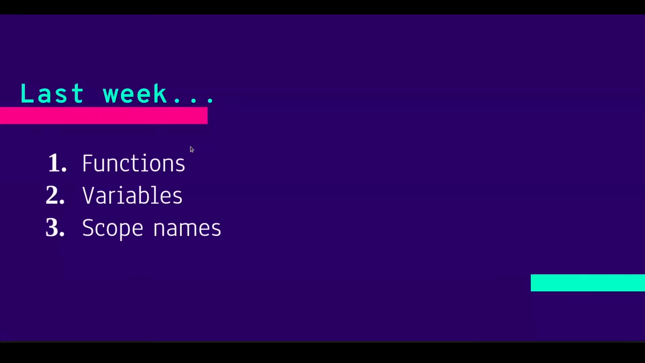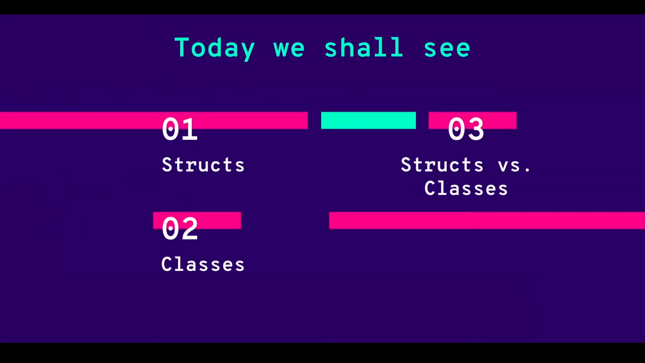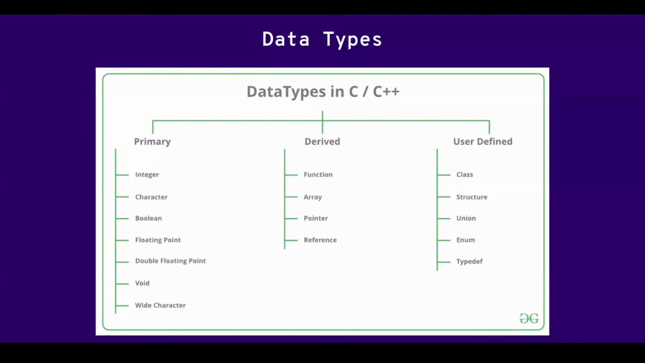So last week, I hope I've recapped these topics pretty well, functions and variables. Scope names is not strictly necessary for what I'm going to be teaching you guys today. So this is what we'll be seeing today: structs, classes, and structs versus classes. Let's recap just one thing one last time.